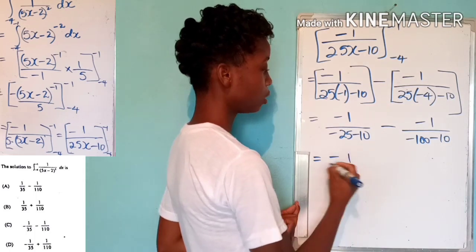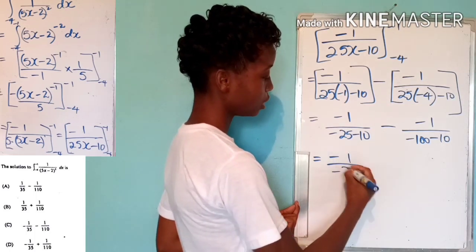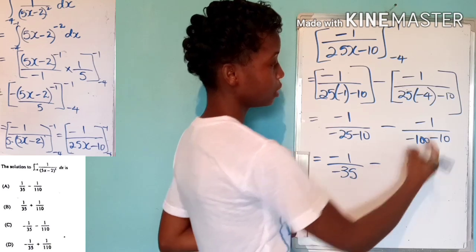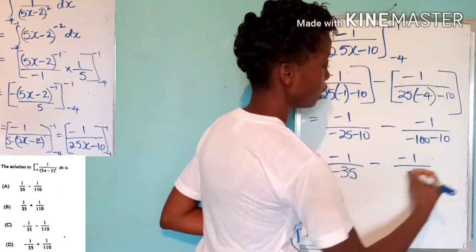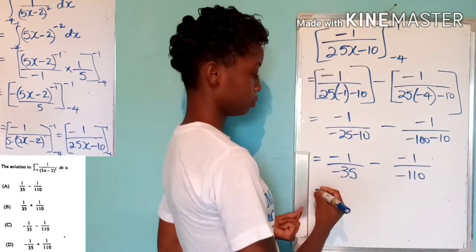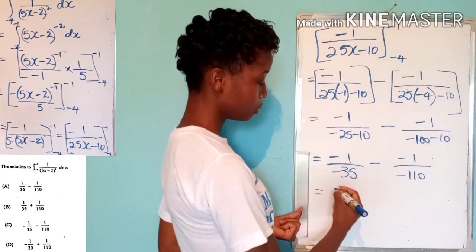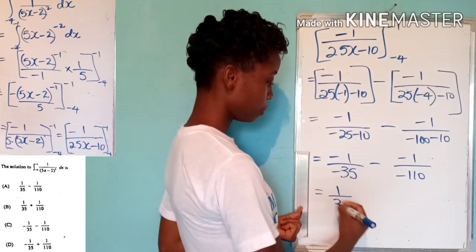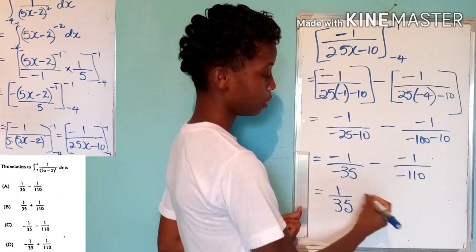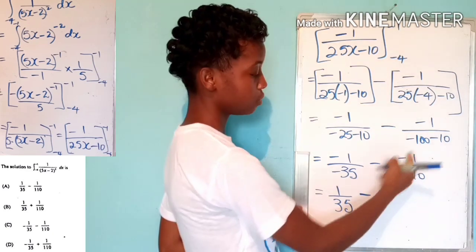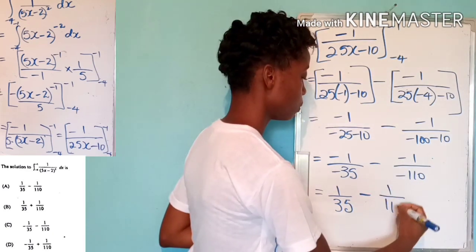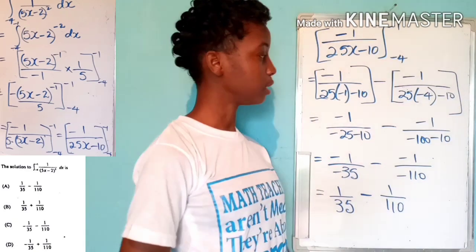This is negative 1 divided by negative 35 minus negative 1 divided by negative 110. And we are dividing two negatives, and so this should give us a positive 1 over 35 minus, we're also dividing two negatives here, which should give us positive 1 over 110. And that's our final answer.